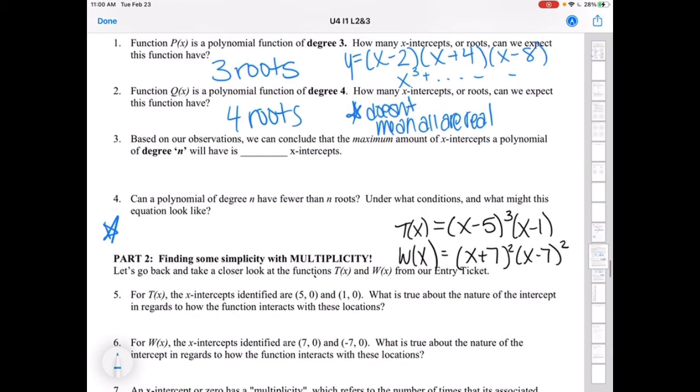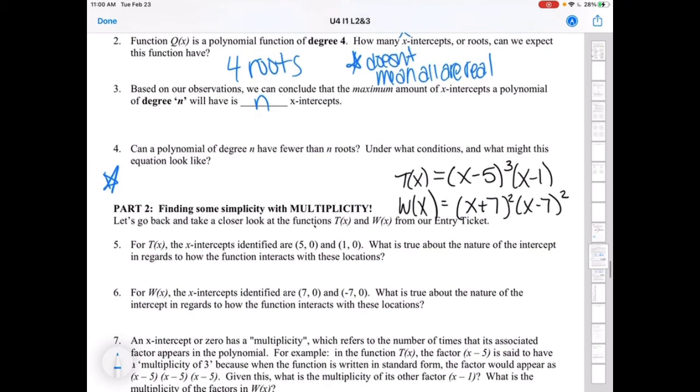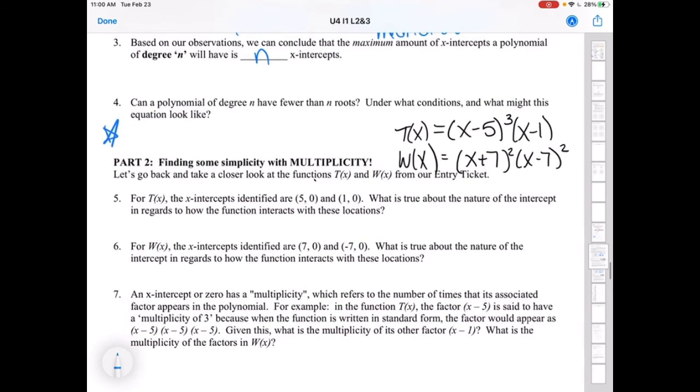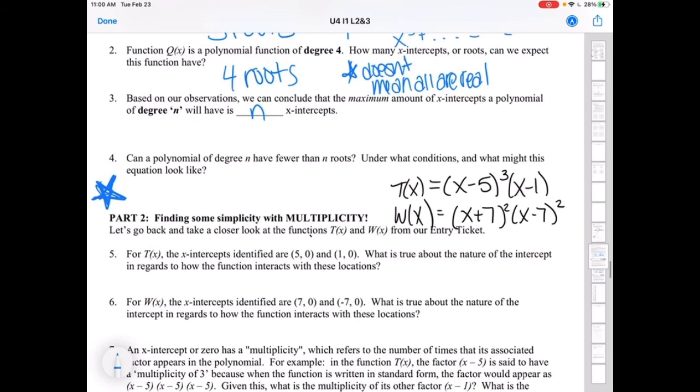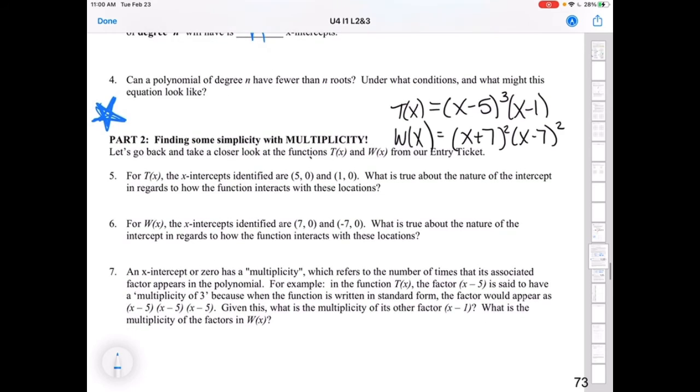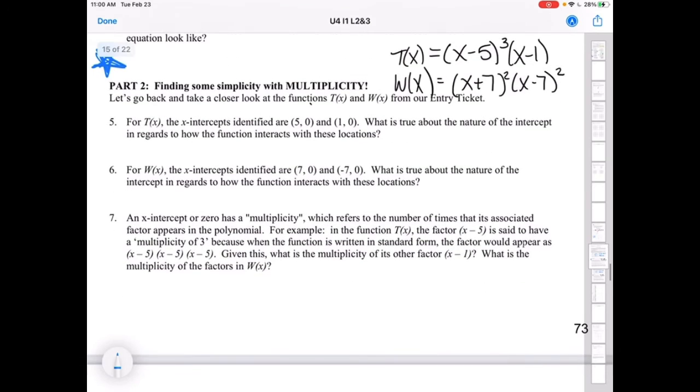And in general, we can generalize that a polynomial with degree n will have n x-intercepts. I'm going to let you answer number 4 on your own because it's asking, okay, well, can a polynomial of degree n have fewer than n roots? Look at what I kind of start up here and kind of try to connect those 2 ideas. Our part 2 is kind of connecting multiplicity.